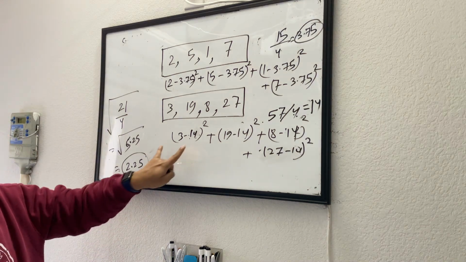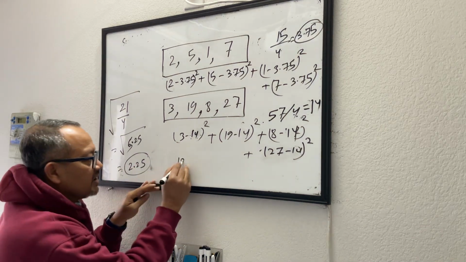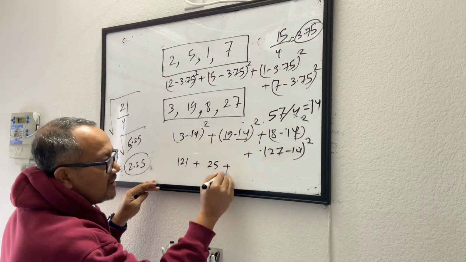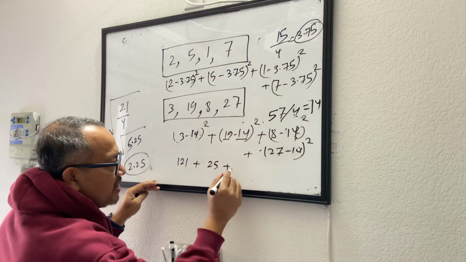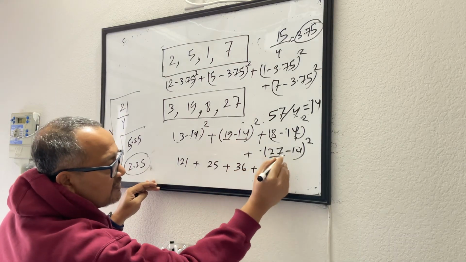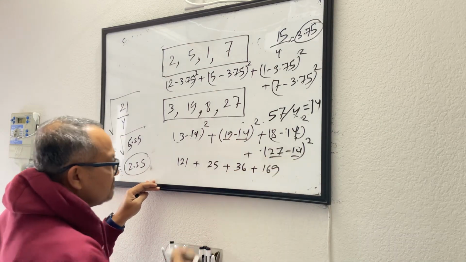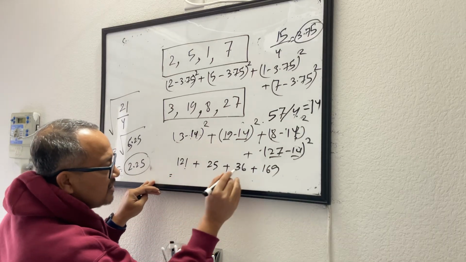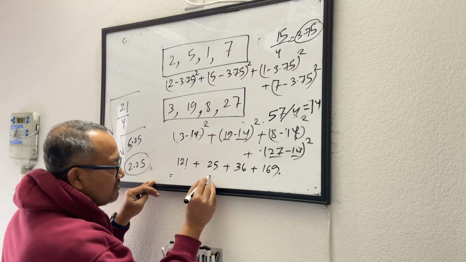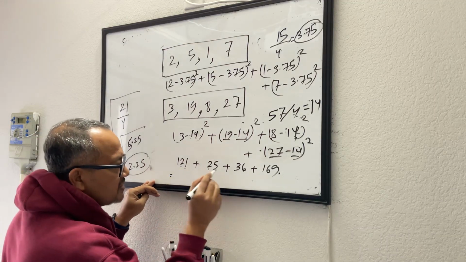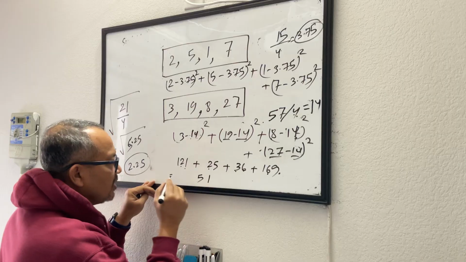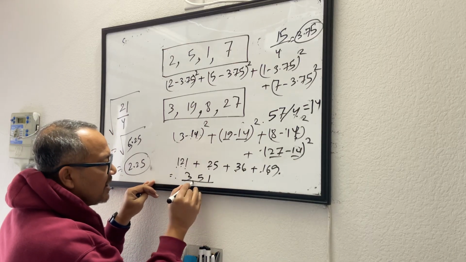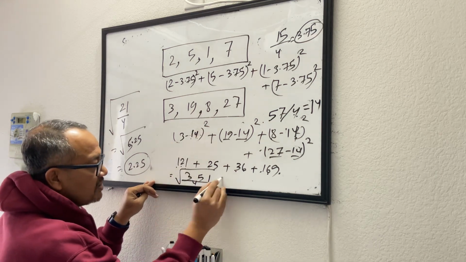So here 3 minus 14, 11 squared, 121. Plus 19 minus 14, 5 squared, 25. 8 minus 14 is 6 squared, 36. Plus 27 minus 14 is 13 squared, 169. So when you add them together, this becomes 351, divide by 4 because you have 4 elements and do a square root of that.